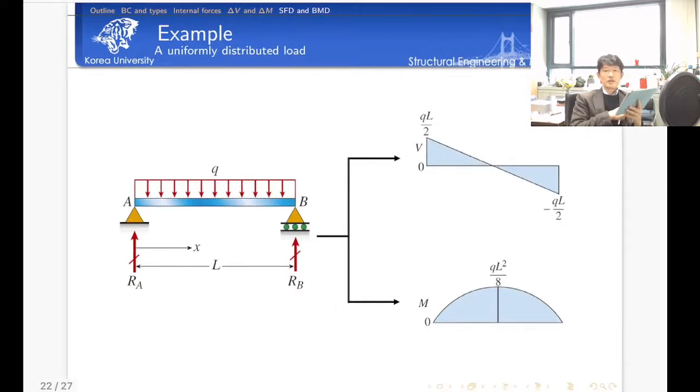Let's consider another example. This is the case with the distributed load. Again, as usual, what we have to do is calculate the reactions first. So let's check the force equilibrium. The overall force caused by the distributed load, let's assume that Q is constant. Then Q times L is the total amount of external load. And because we have two supports, RA is equal to a half of QL, and RB is also equal to a half of QL. So now let's construct the shear force diagram. We start from here.